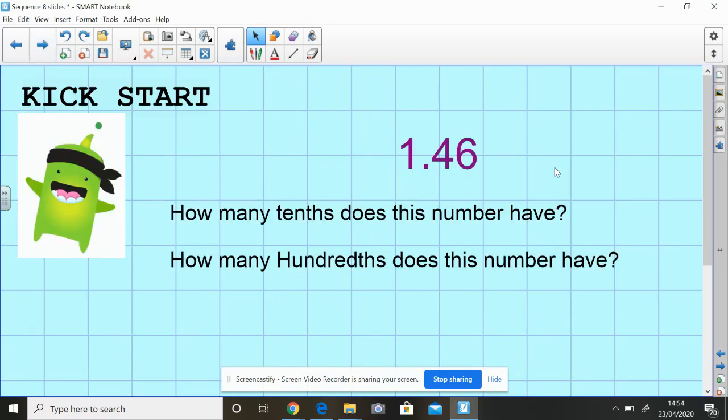So firstly, just to recap, I've got a number, 1.46. In this number, I want you to tell me how many tenths are in this number. You know that the tenths column is the one after the decimal place, which is this column. So in this number, there are 4 tenths. Now I want you to look and see how many hundredths this number has. You know the hundredths column is the one after the tenths and the one after the decimal place. So in this number, there are 6 hundredths.